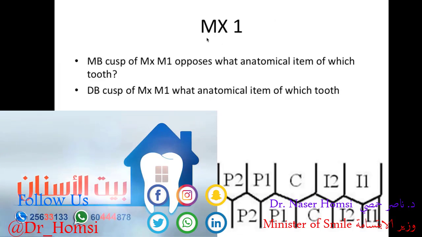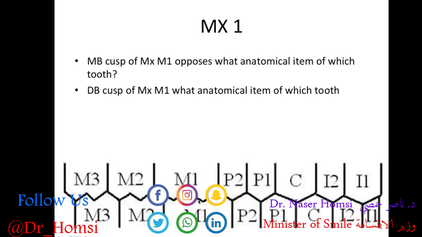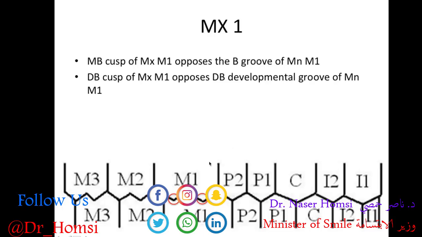A maxillary first molar. The mesial buccal cusp of the maxillary first molar opposes which anatomical item of which tooth? And then a second question, the distal buccal cusp of the maxillary first molar opposes which anatomical item of which tooth? So pause it, figure that one out, and I'll move on to the next slide.